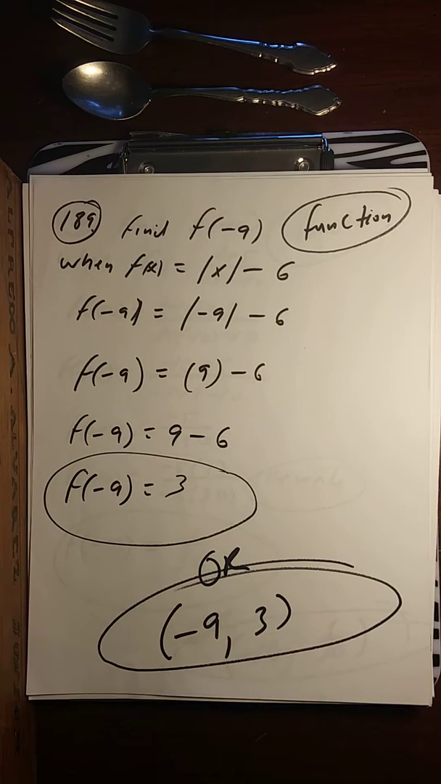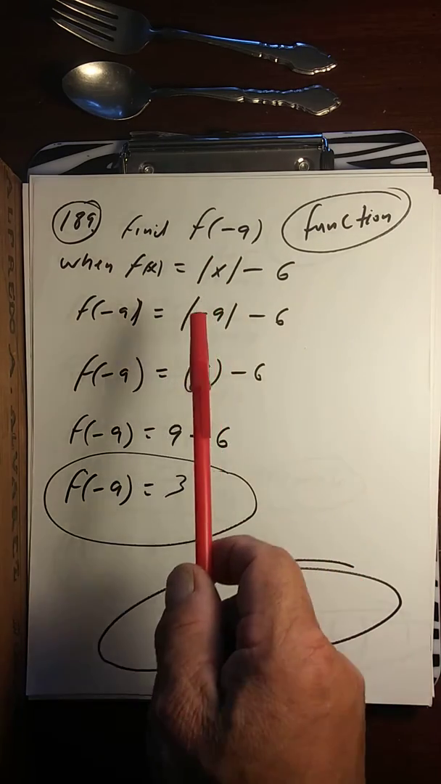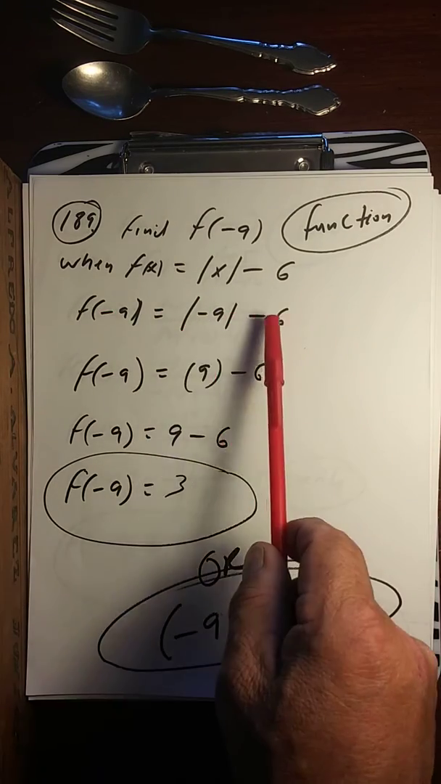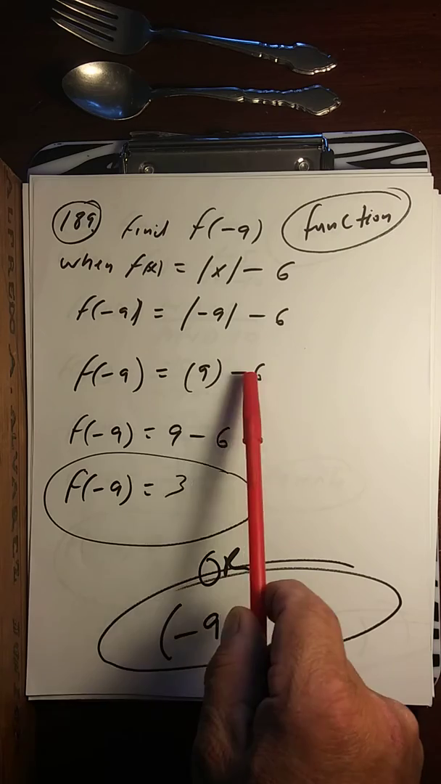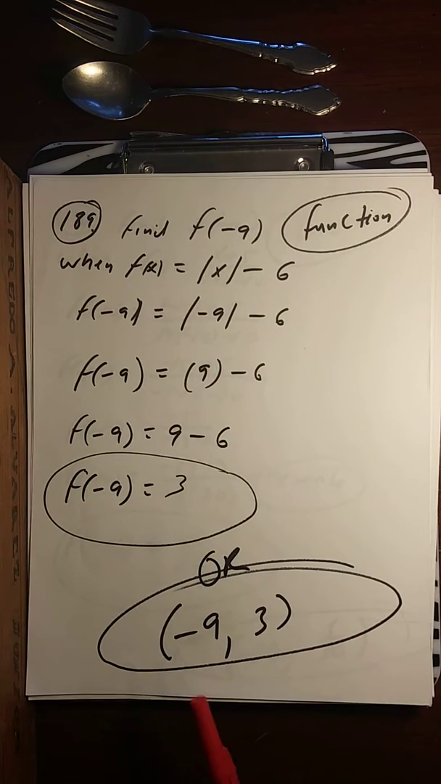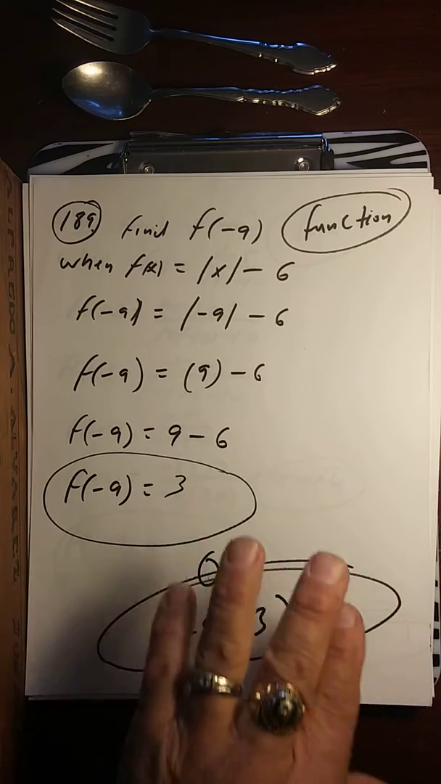Another function. F of negative 9. This is called absolute value. So f of negative 9 is the absolute value of negative 9, minus 6. That's going to be a 9, and 9 minus 6 is a 3. So f of negative 9 is 3. This is the absolute value function. So negative 9, comma 3, answer.